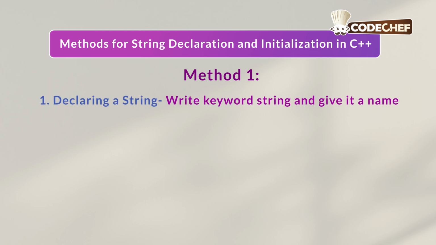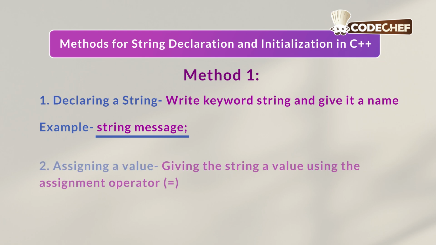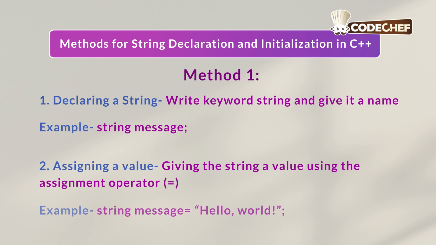In method 1, we declare a string, which means we write the keyword string and give it a name. For example, string message semicolon. Here we have written the keyword string and then given the name message to the string. In the second step, assigning a value, which means giving the string a value using the assignment operator. For example, message is equal to hello world and then semicolon.